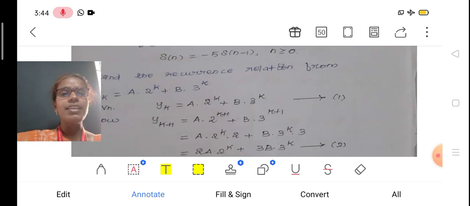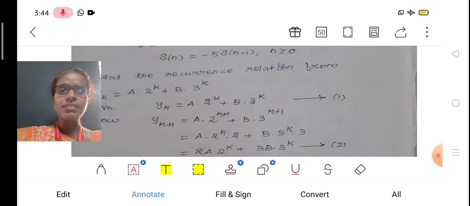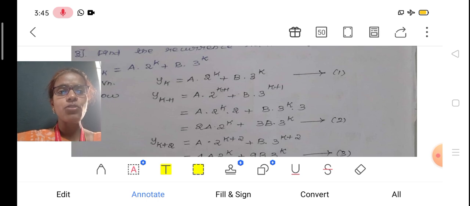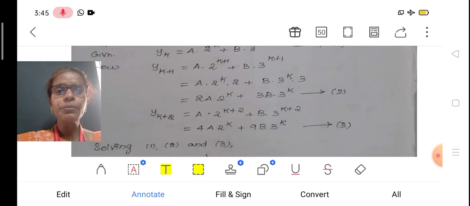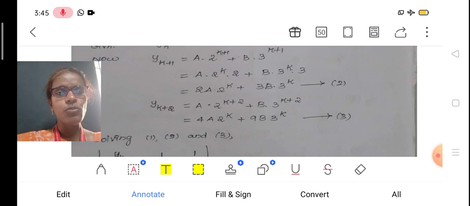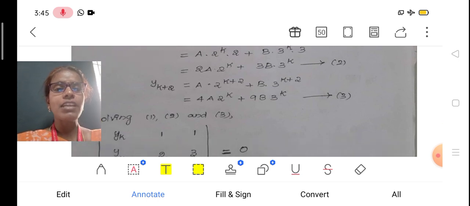The next problem has two constants, a and b, on the right side: a into 2 power k plus b into 3 power k. Just replace k as k plus 1 in the next step, and we get a into 2 power k into 2 plus b into 3 power k into 3. Then replace k as k plus 2 in the next step. We get three equations.